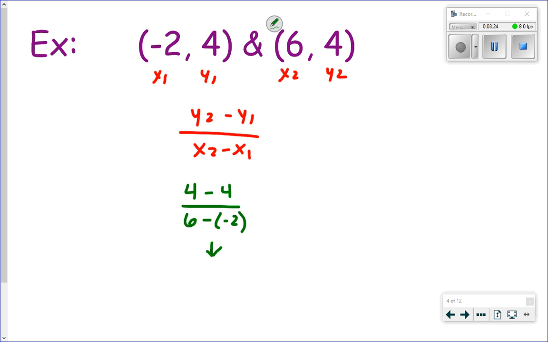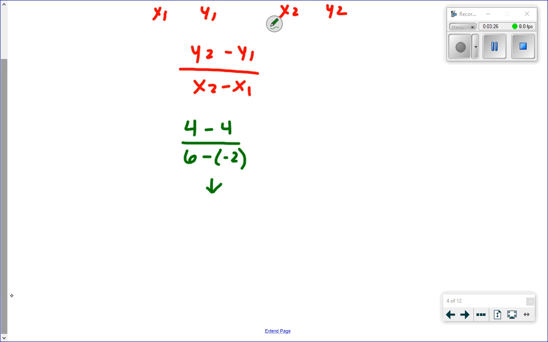Okay, now I'm going to reduce. 4 minus 4 is 0. On the bottom, 6 minus -2. That double negative is going to change to a positive, so it's going to be 8. And then in your calculator, you need to do 0 divided by 8, and you should get 0. And we're going to say m equals 0.